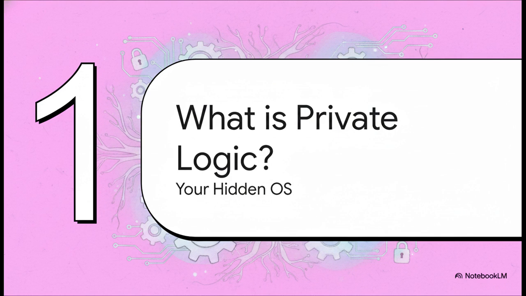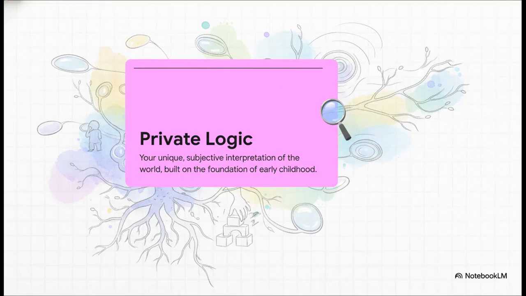The first big concept we need to get our heads around is what the source material calls our hidden operating system. The term for this is private logic. It comes from a psychologist named Alfred Adler, and it's basically your unique, personal, and, let's be honest, totally subjective interpretation of the world. It's the lens you see everything through, yourself, other people, life itself, and it was formed way, way back in your earliest years.